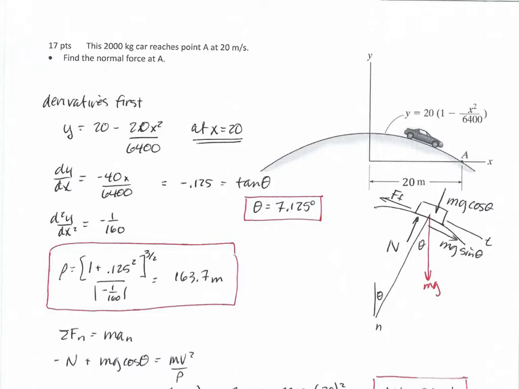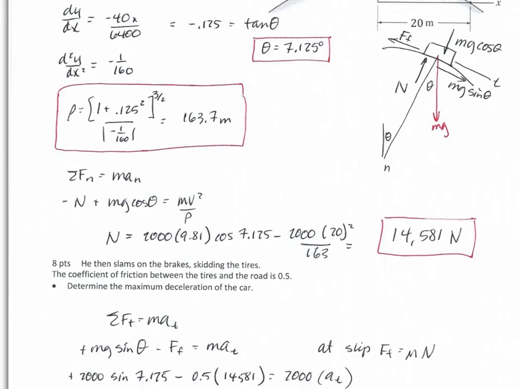Then to get started with the actual calculations, we take the derivatives. So we have an equation for this line or this shape here, and we take the derivative once, take a derivative twice, and recognize that the angle is the slope, which is the value of the first derivative of dy dx, and that's inverse tan of 0.125, and you get the slope, or the angle there is 7.125 degrees. Plugging our derivatives into the rho equation, we get that rho is 163.7 meters.